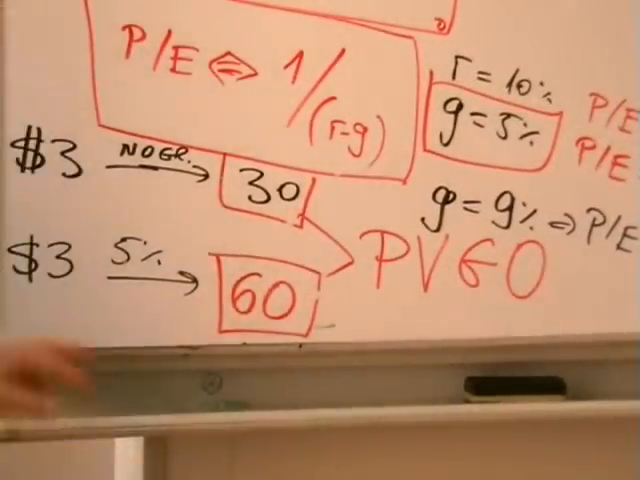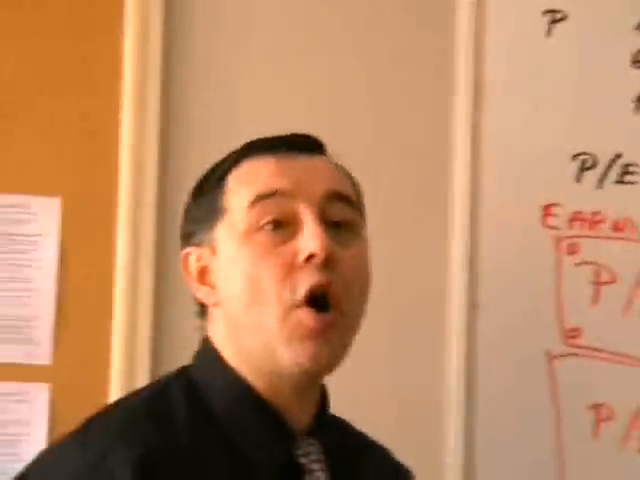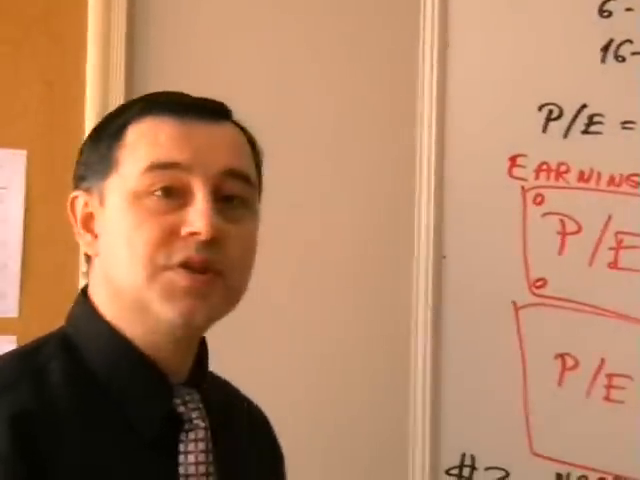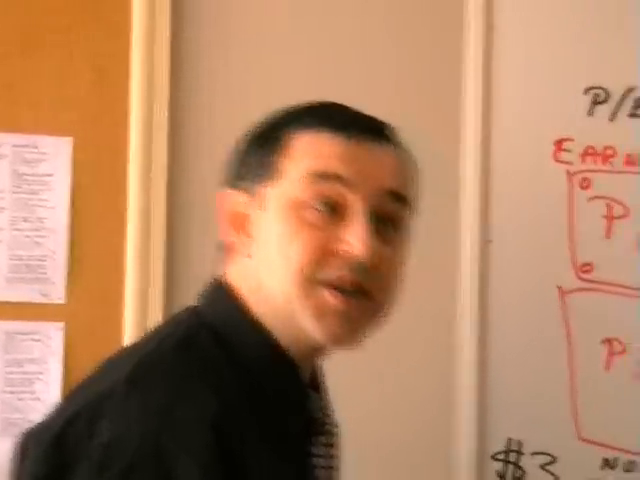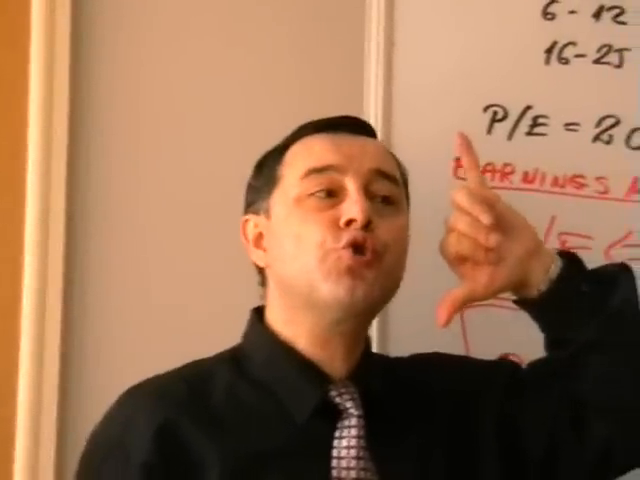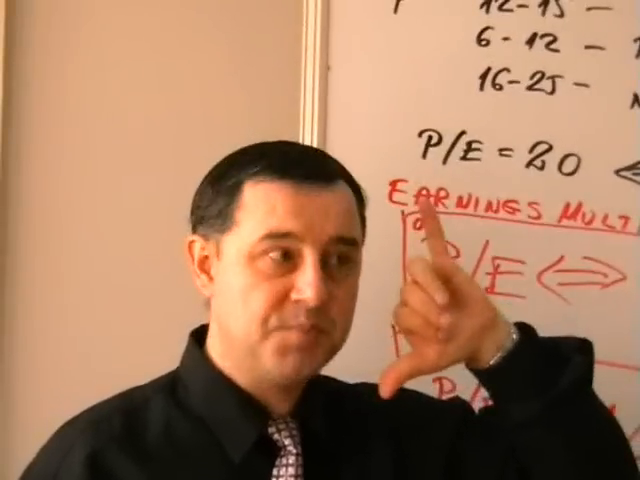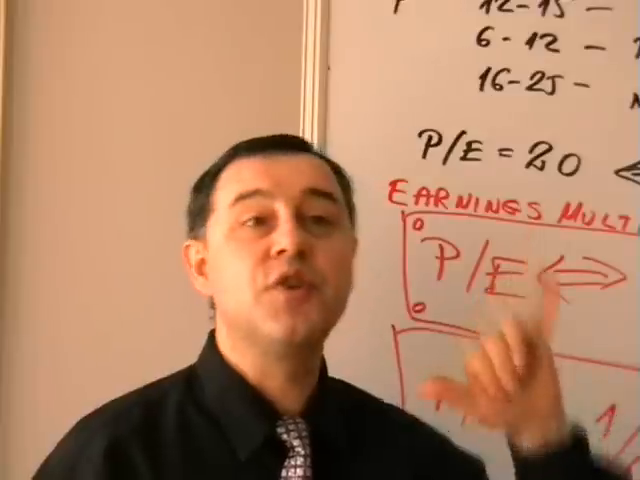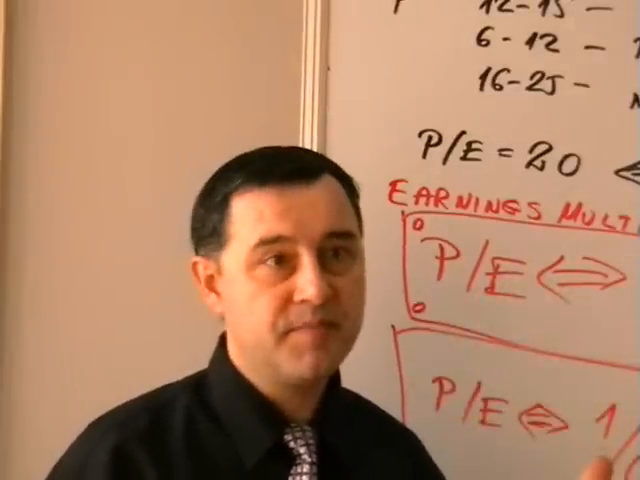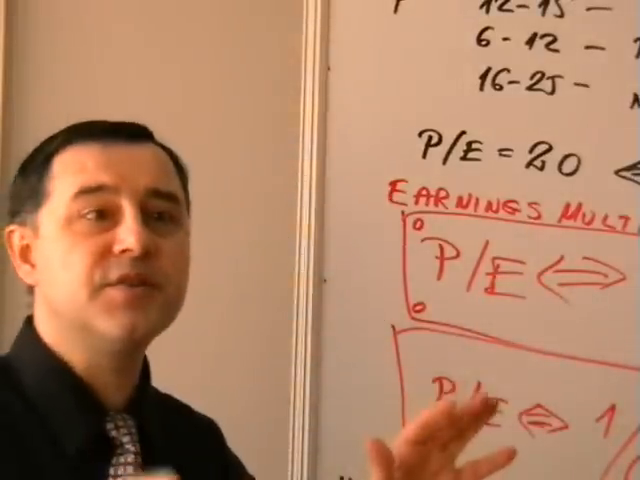Alright? So, the present value of growth opportunity equals simply the current earnings plus the increase in the multiplier which results from the opportunities of growth. Alright? Is that fair to you so far? But let's see what's next.